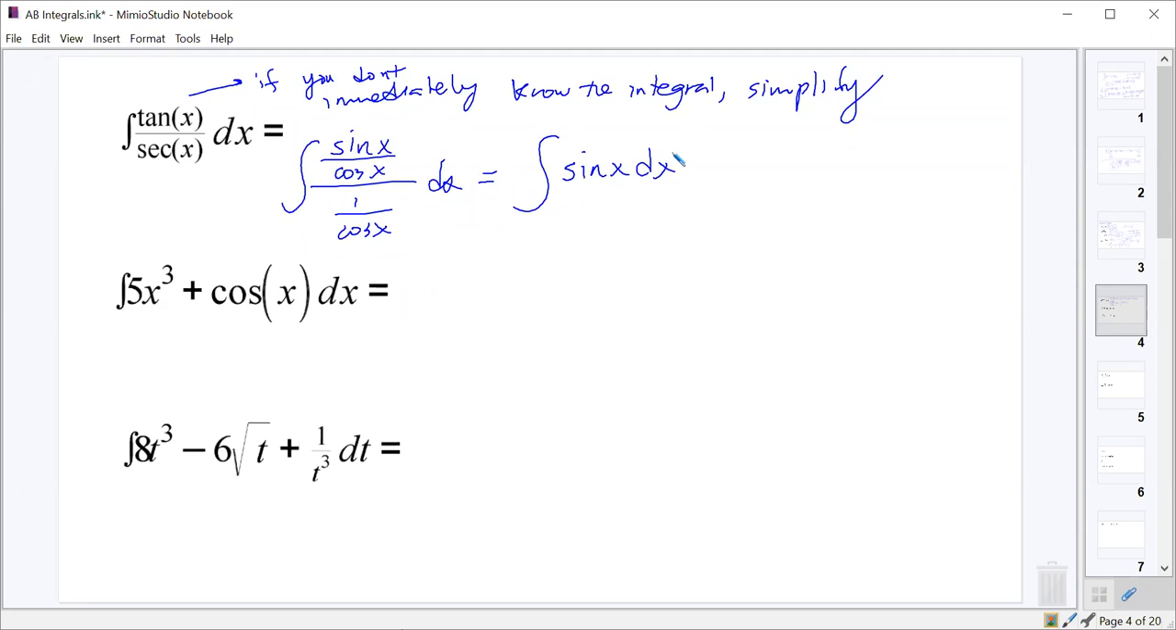Now, up in the Google Drive, up in the other documents folder, I've put up the list of all of the integrals that I expect you to know and memorize. But for right now, let's see if we can figure out what this is. We're looking for a function that when we take its derivative gives us sine. So what function, when you take the derivative of it, gives you sine?